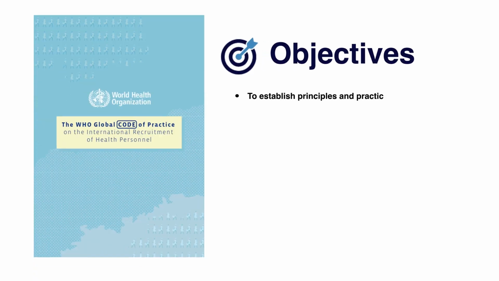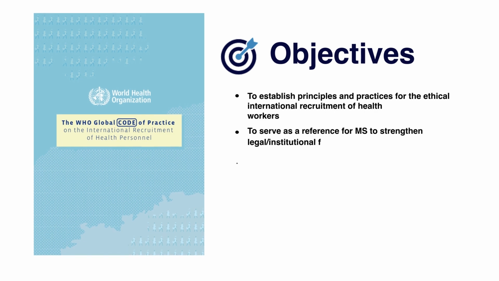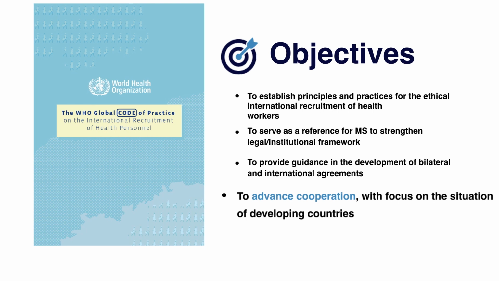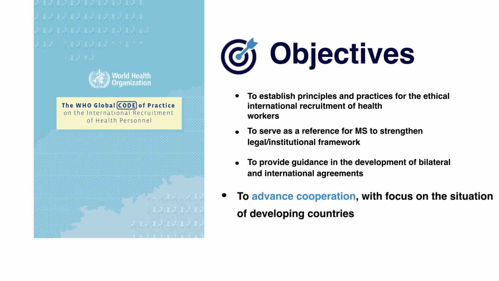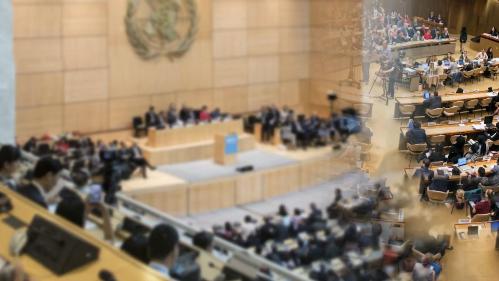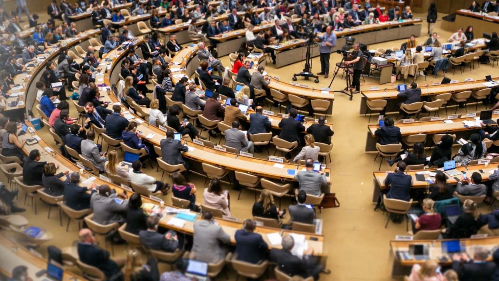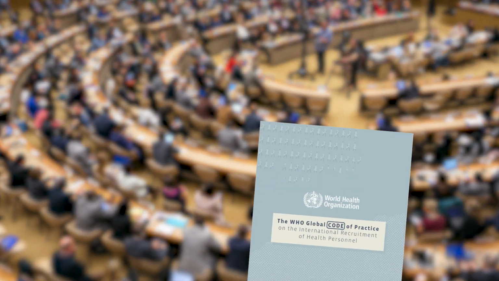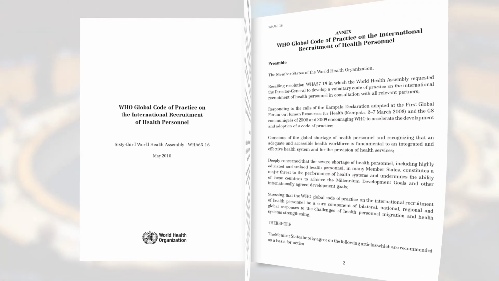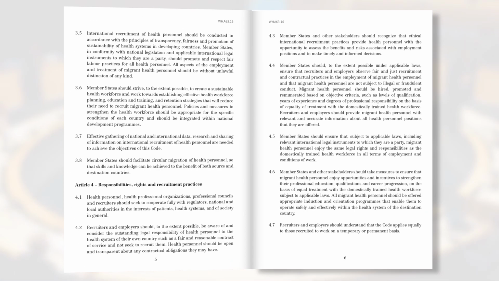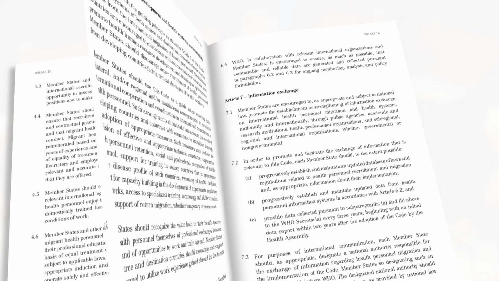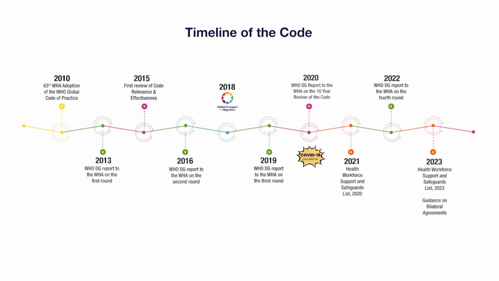To improve governance of health worker migration and to minimize its negative consequences, in 2010, the WHO Global Code of Practice on the International Recruitment of Health Personnel was adopted by the World Health Assembly. The Code is an international instrument that links ethical health worker migration with health system strengthening. Although it is a voluntary instrument, the reporting on its implementation is mandatory.